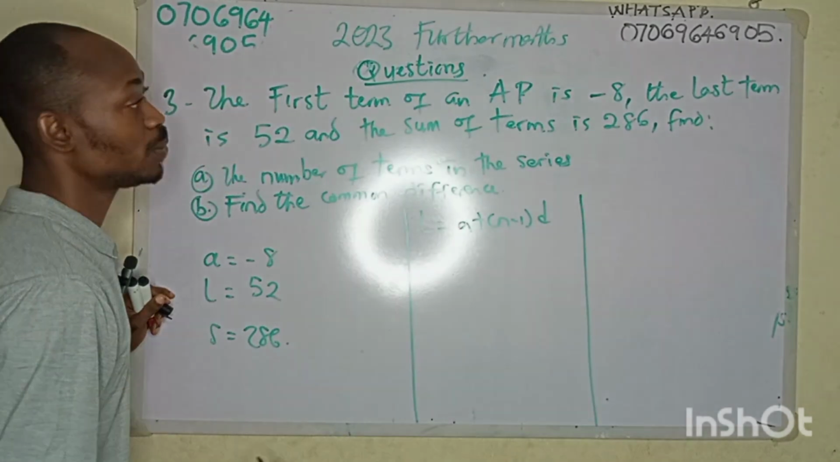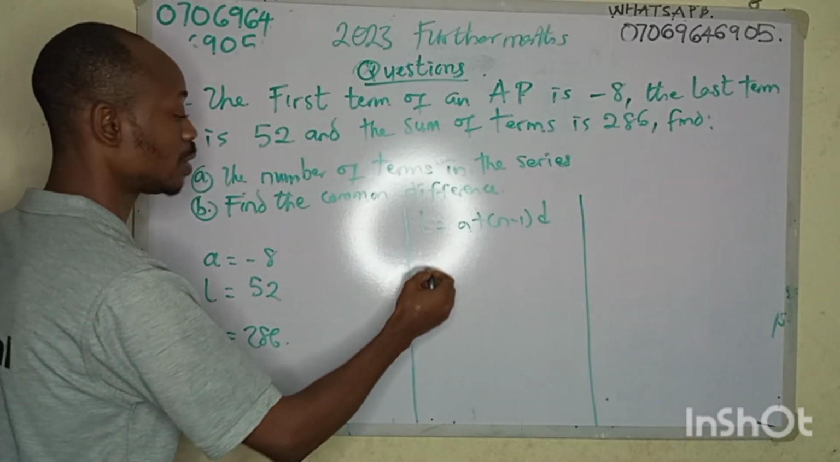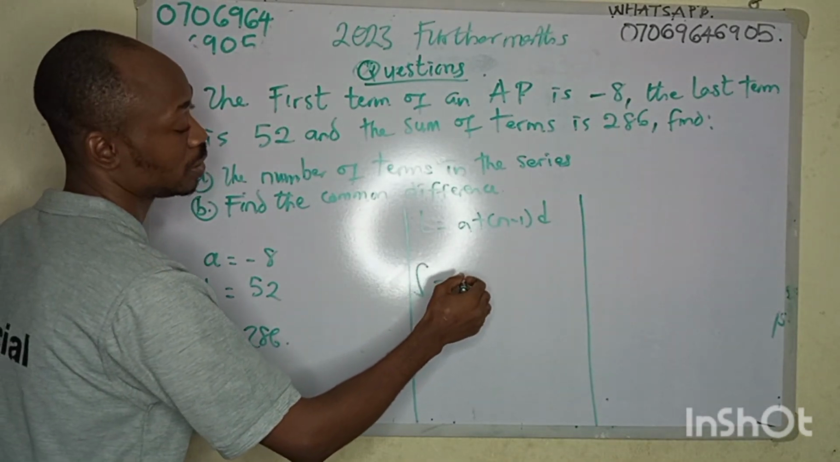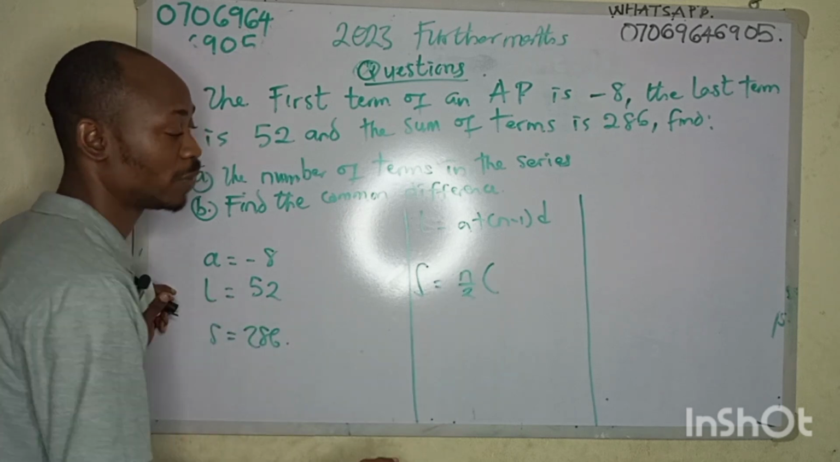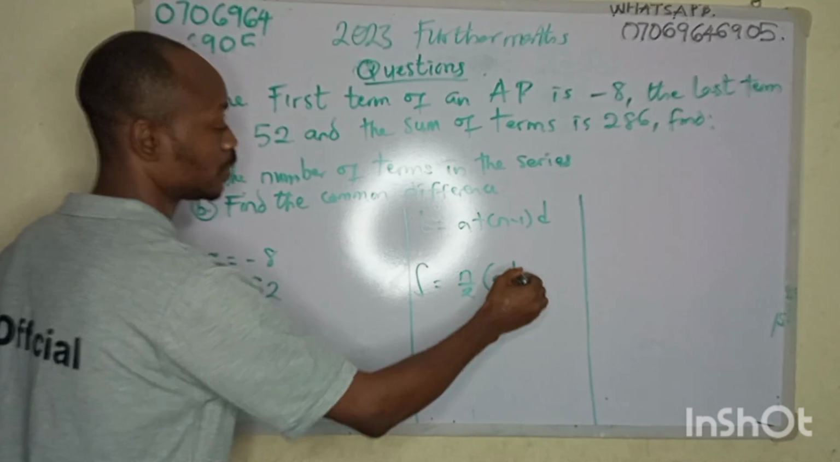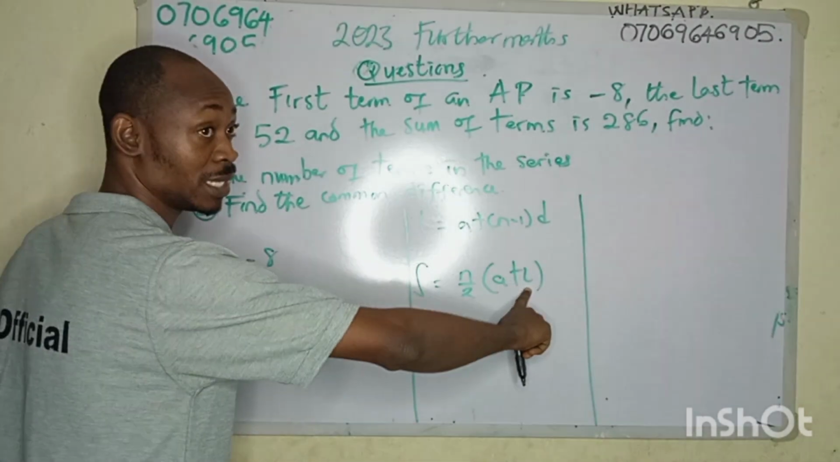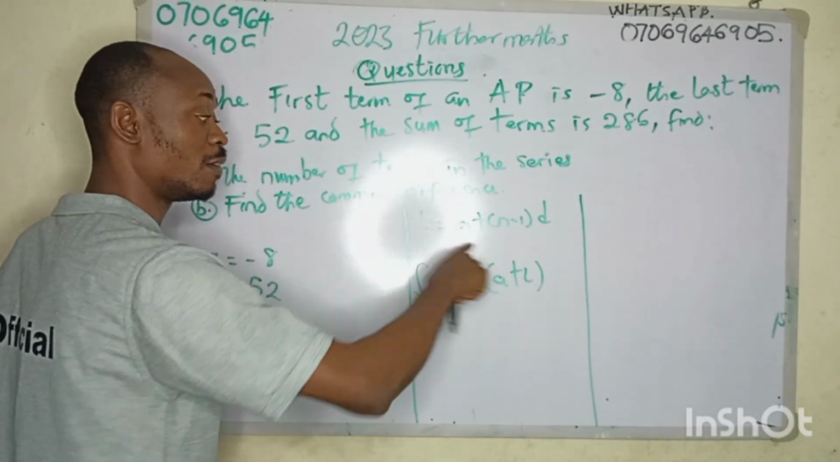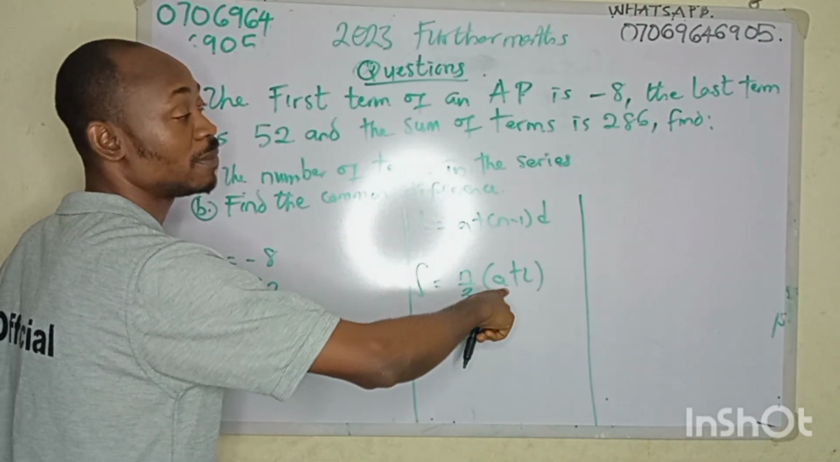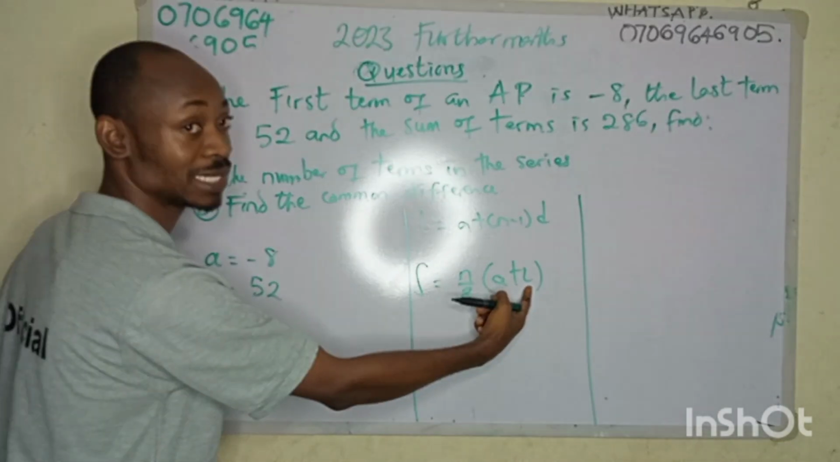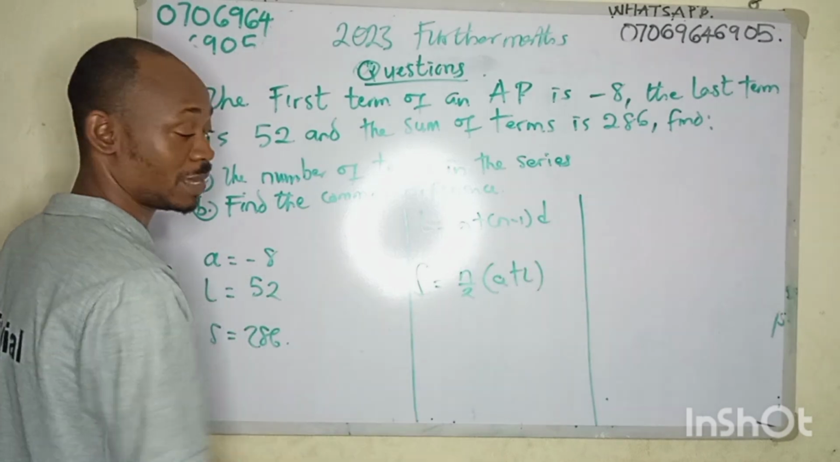But then we are given the sum. You know that the formula for the sum of terms is always n over 2, that's number of terms over 2, open the bracket, first term plus last term. That's if you know the last term. If we don't know the last term, we use the formula of the last term, which makes the whole expression 2a plus (n minus 1)d. But because we know the last term, we just use it like that.